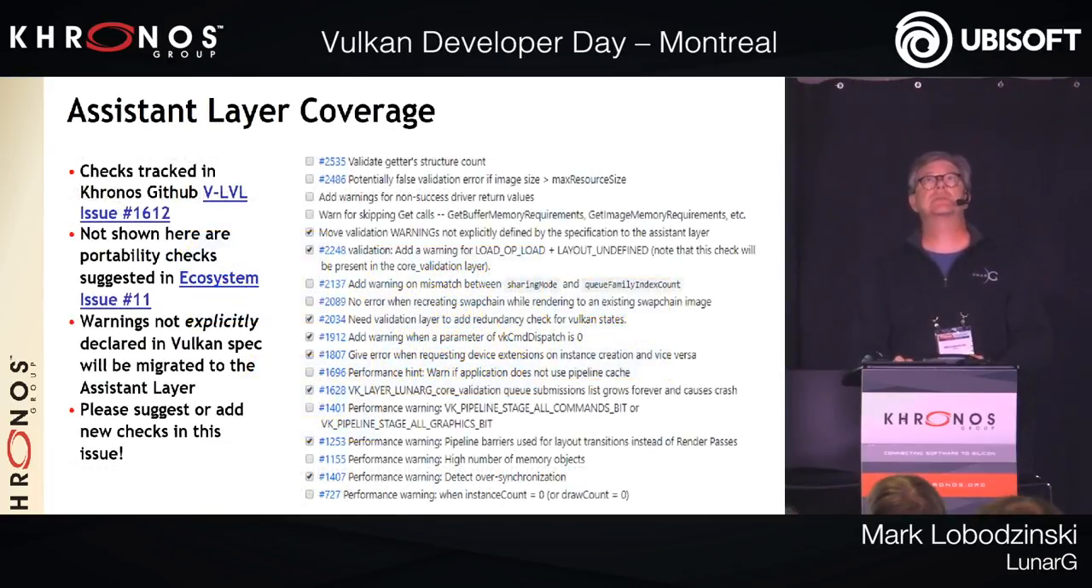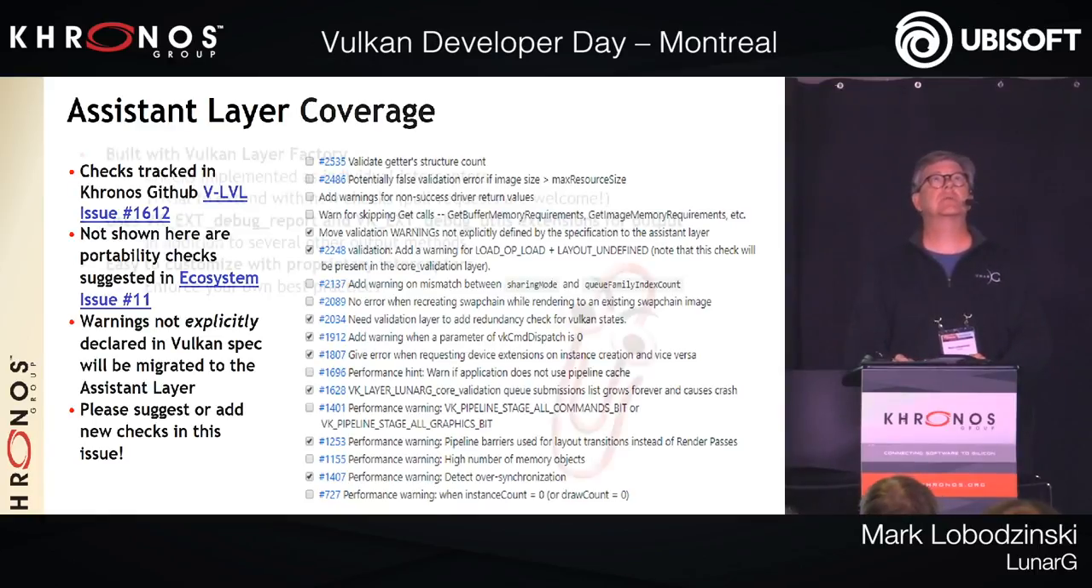Right now it's a fairly new layer, and there's a GitHub issue, I think it's 16.12, which has a compiled list of issues and checks that people have asked to be in the best practices layer. We're going through it a little at a time. You can see some of these are checked off, adding these to the layer. Not shown here is a bunch of items from the portability. There was an ecosystem issue that came up about portability, so there's a bunch of warnings to help out with that. All this stuff's in the GitHub issue. If anyone has any suggestions for more, and I will say this a lot during the presentation, please let us know. We want to make this thing useful and helpful for everyone.